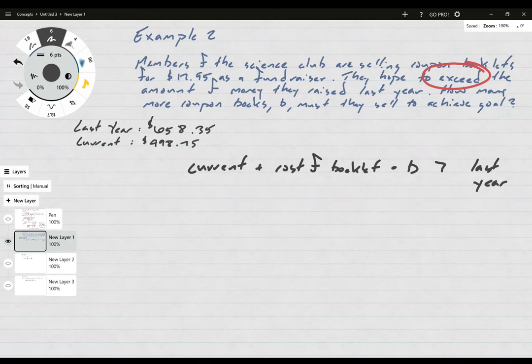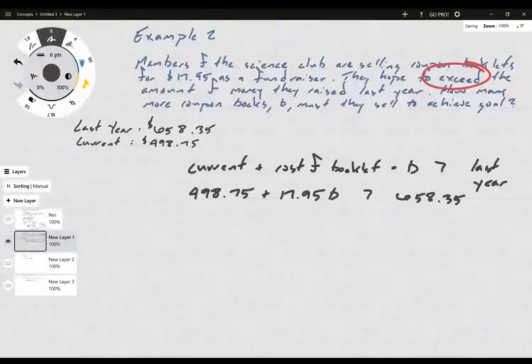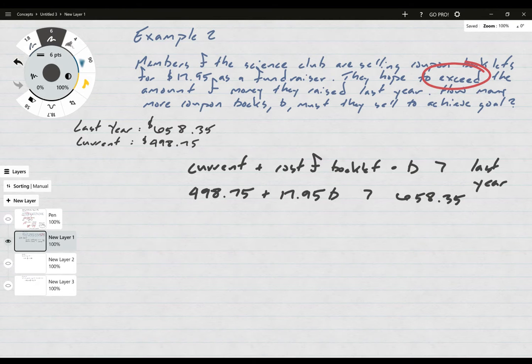Now we're going to apply the information that we know. We know that the current amount was $498.75. And I'm going to add the cost of each booklet, which was $17.95. So that's the cost of one booklet. But to find the cost of any number of booklets, I have to multiply it by B. And then we know that it has to be greater than $658.35. So now that we have our inequality with our values, now let's solve it.